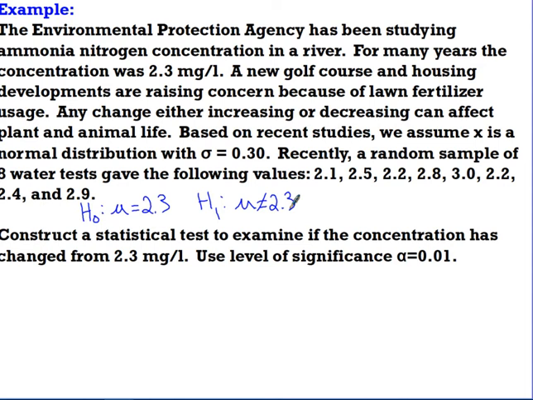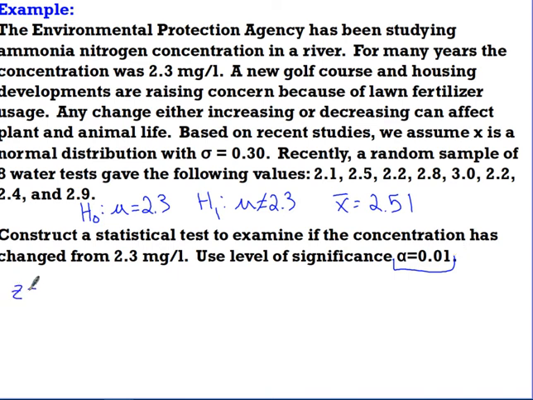So what I'm going to have to do is come up with a sample mean. So I'm going to quickly type into L1 my 2.1, 2.5, 2.2, 2.8, 3, 2.2, 2.4. I'm going to run one-variable stats on these. And I get a mean of 2.51. Okay, so my test statistic, and again, level of significance, better identify that. I got 0.01. It's different, so I have to find my test stat.